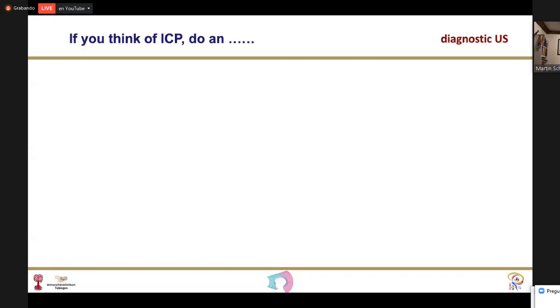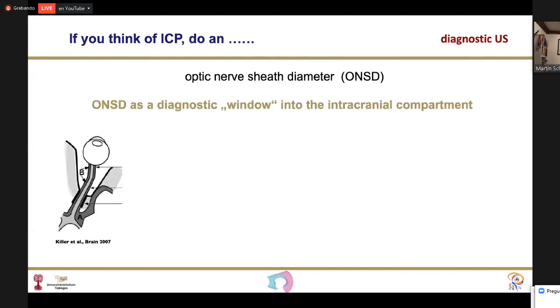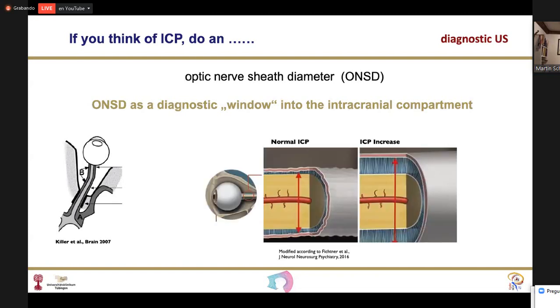If you think of ICP, the first thing we do nowadays is an ONSD, which is optic nerve sheath diameter. This is the diagnostic window to the intracranial compartment, and you can see here that the subarachnoid space is very nicely connected alongside the optic nerve sheath. So if the intracranial pressure rises, CSF will be pushed alongside the optic nerve into the orbital cavity, because the dura can expand in the periorbital fat. The optic nerve sheath is going to dilate when you have raised intracranial pressure.